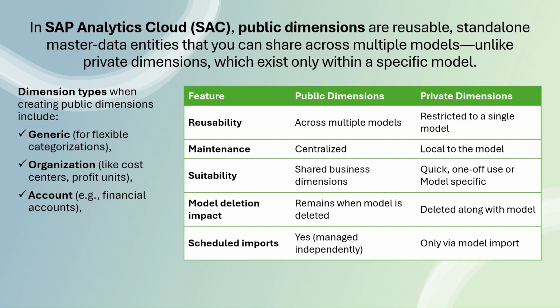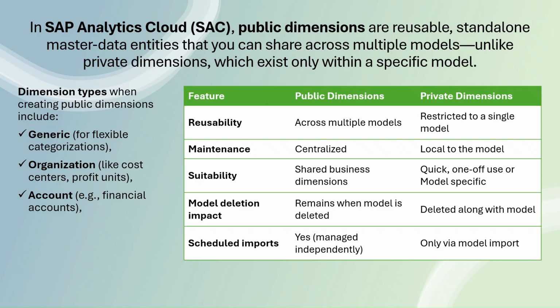Similarly, for a private dimension created in any model, if there is already fact data, SAC won't allow you to delete it. Once you delete the fact data within the model, you can delete the private dimensions.